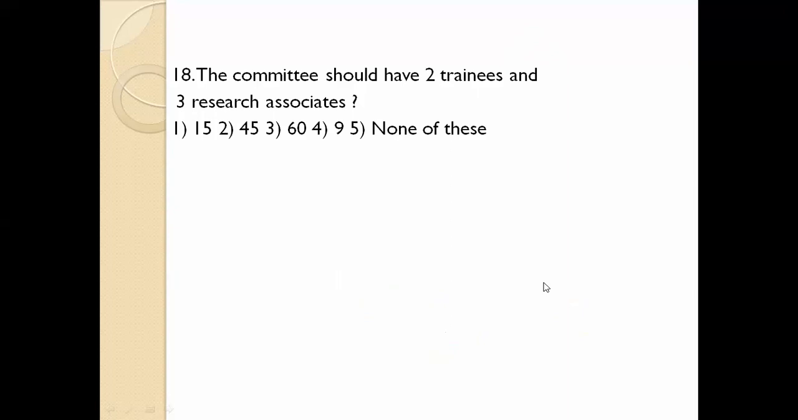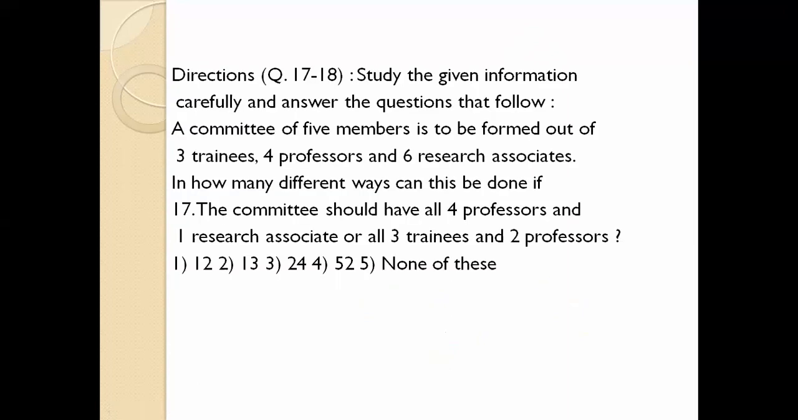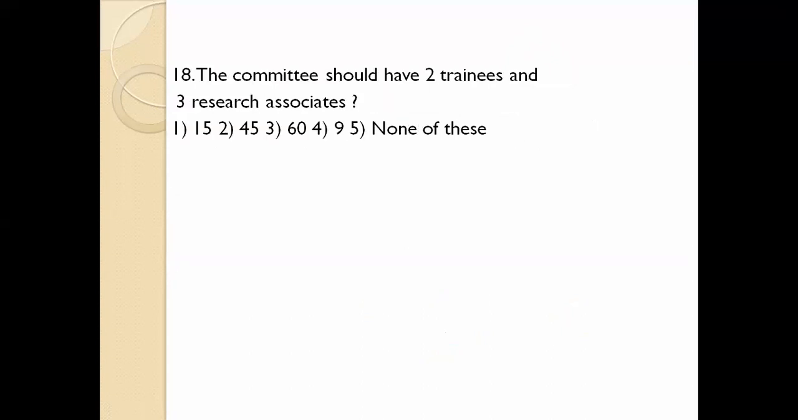The committee should have 2 trainees and 3 research associates. 2 trainees and 3 research associates. Here how many trainees are there? 3. 3C2 into 6 research associates. How many are there? 6. From the 6 we pick 3. 6C3.